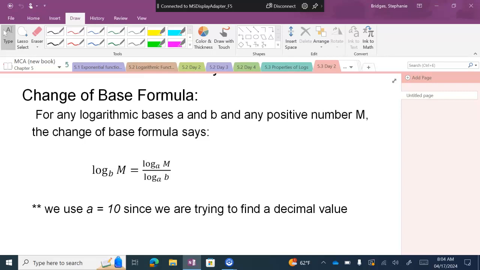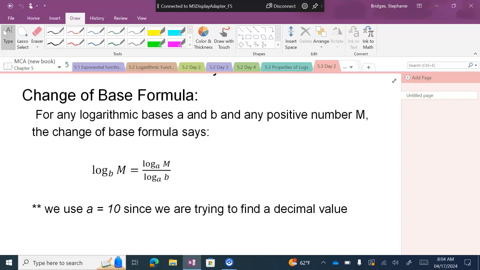This is a trick, or a rule, that we can use anytime we're asked to find the actual numerical value of a logarithm, and it is not base 10. Because remember I told you, calculators only work base 10 for most of us. Some of us have one that can work otherwise, but most of us have one that only works base 10. So we can use what we call the change of base formula to find the decimal value. Just a little side note down there says we use a equals 10 since we're trying to find a decimal value, since that's what our calculators work in.